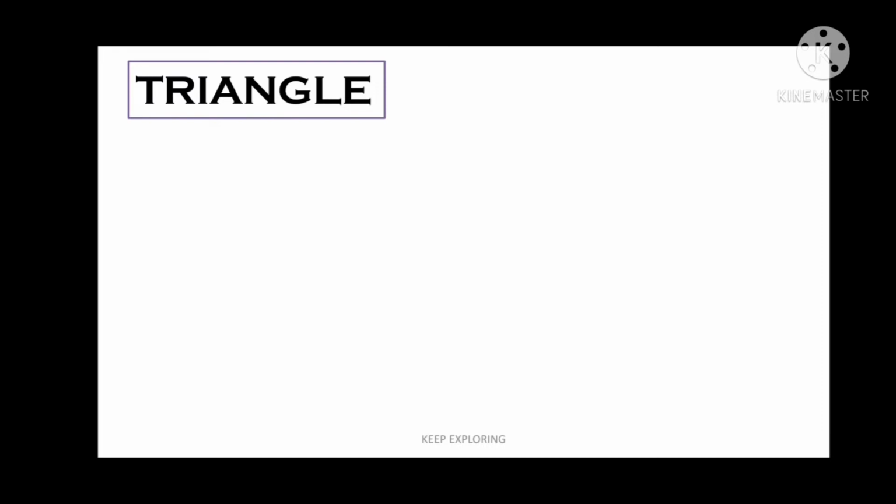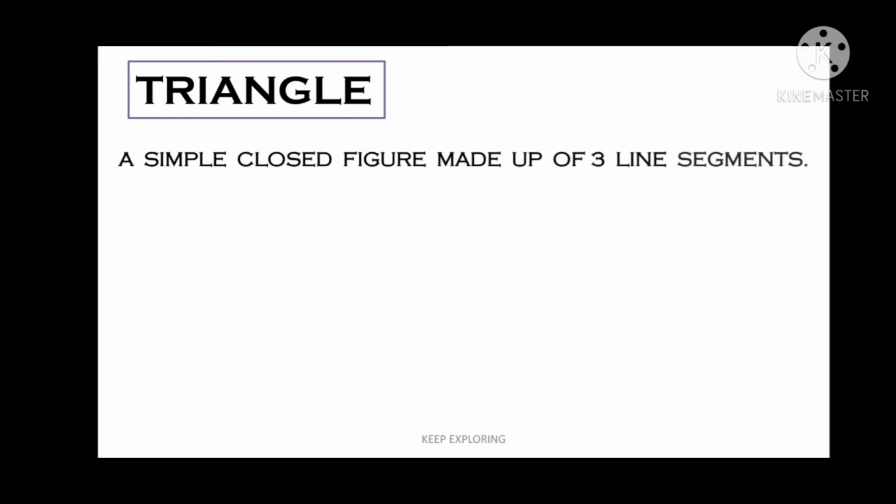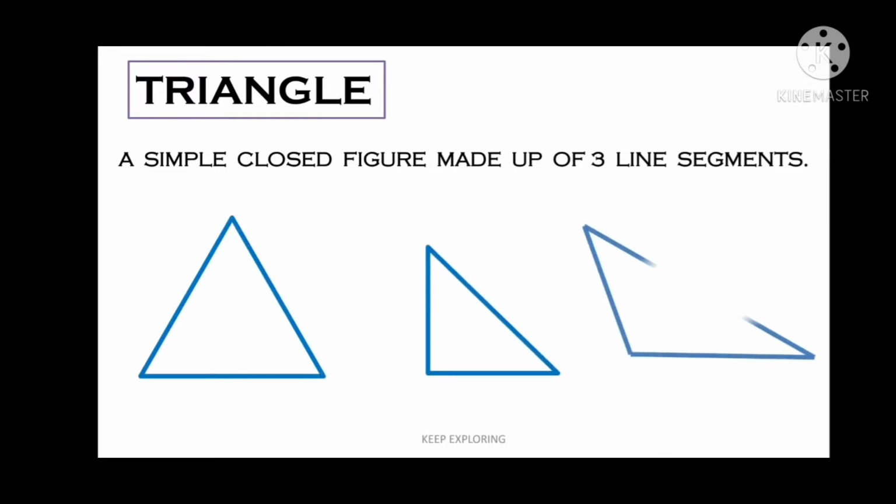So let's start. A triangle is a simple closed figure made up of three line segments. So it looks like this. These are some different types of triangles. They are simple, closed and only made up of three line segments.